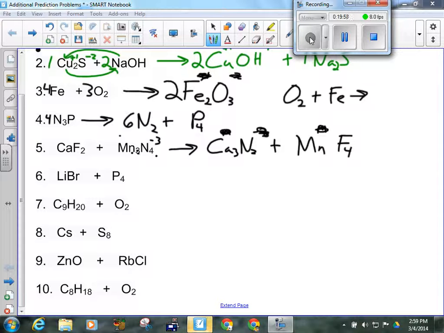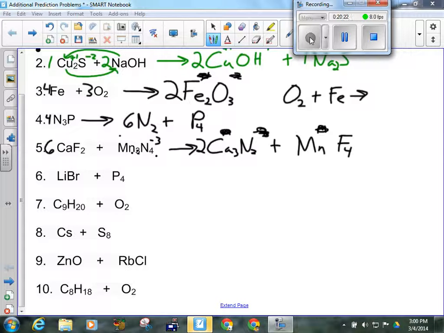Now we've got to look at our balancing here. I could probably balance nitrogen or fluorine first. It probably doesn't matter either way. I'm going to start with nitrogen and see what happens. Nitrogen's a 4 here, but it's only a 2 over here. So what do I need to put in front of this? A 2. That gives me 6 calcium. So if I go back over here and put a 6 there, that's balanced.